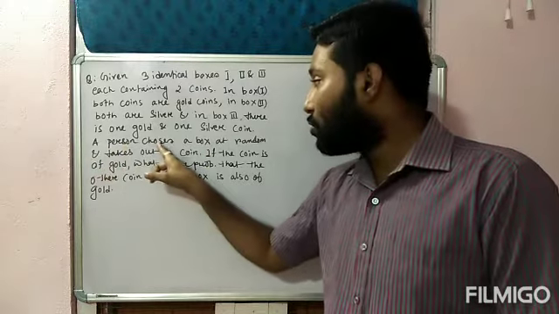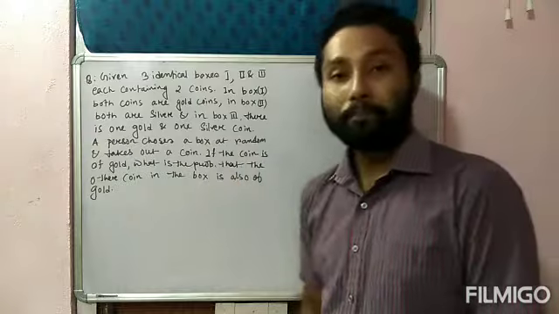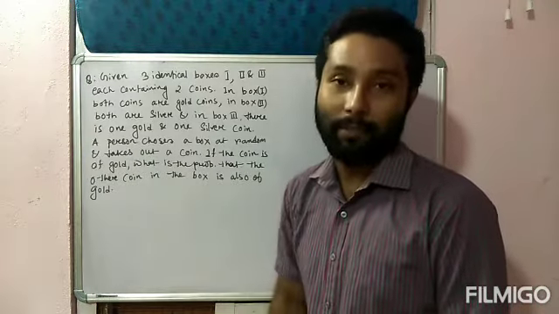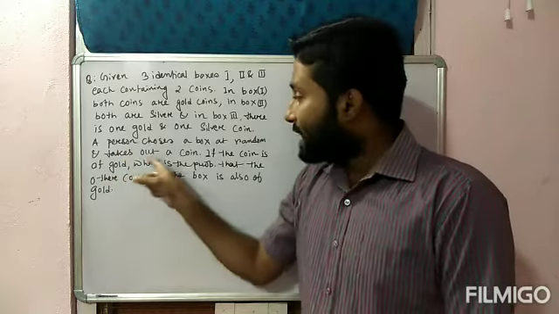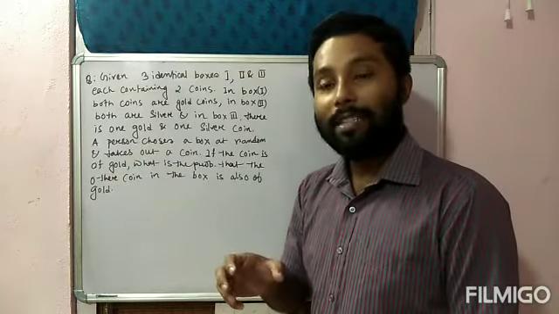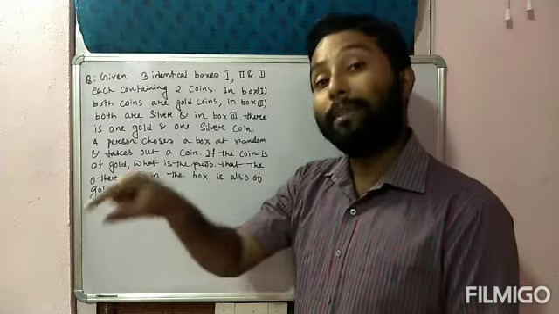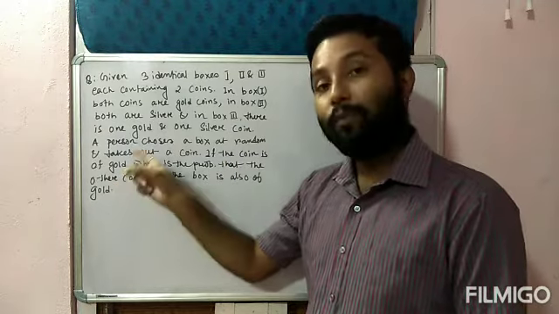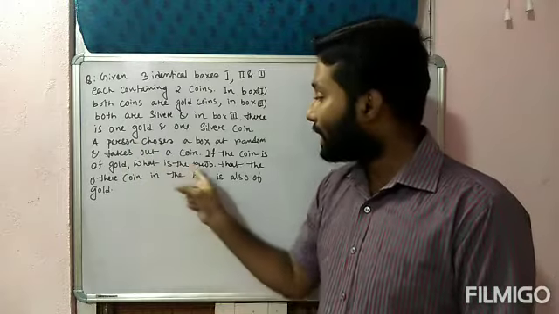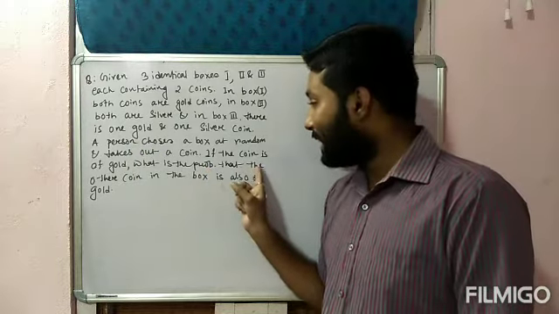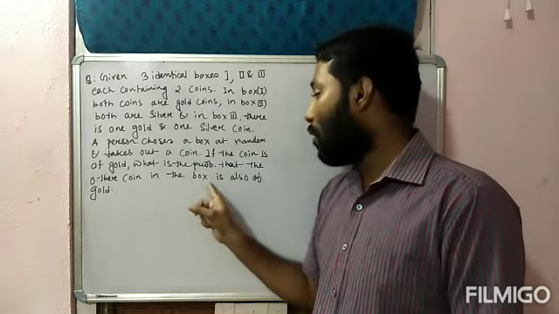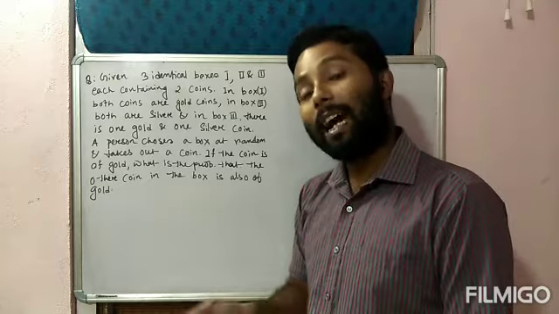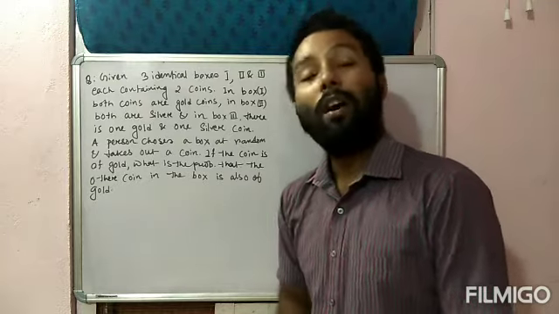A person chooses a box at random. Out of the three boxes, a person first chooses a box at random, and takes out a coin. So after selecting the box, he will take out a coin from that particular box only. If the coin is gold, then what is the probability that the other coin in the box is also a gold coin?